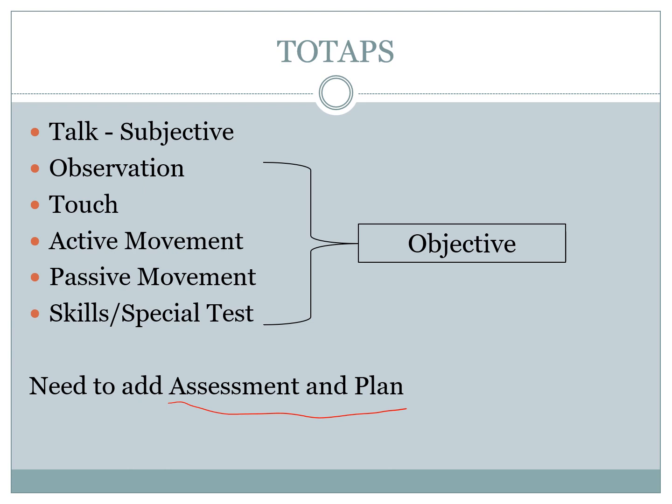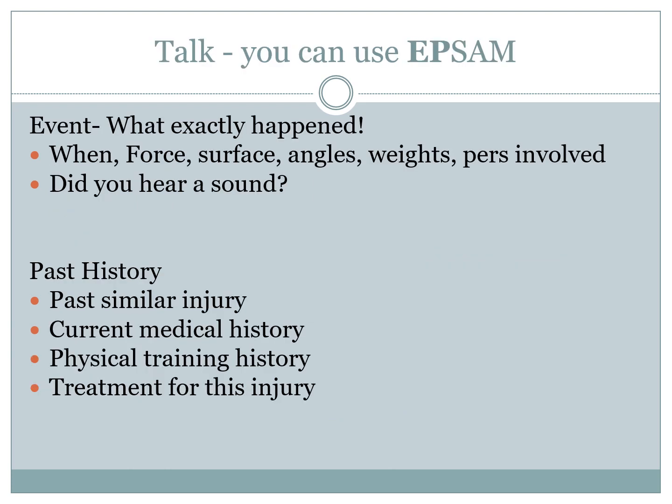So when we're dealing with talk, that means the gathering of subjective data. And you can use EPSAN, again, as we have done throughout this entire series, or you can choose pretty much whatever acronym or method you like to use. But the questions recommended here are very important. So when we're dealing with the event, in this situation, we need to be very detailed and we need to know exactly what happened to cause the injury.